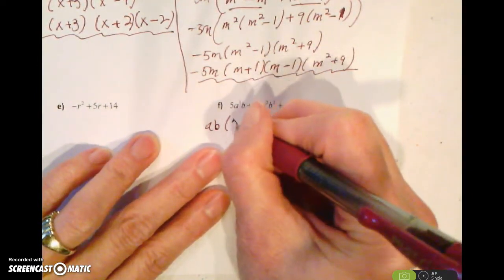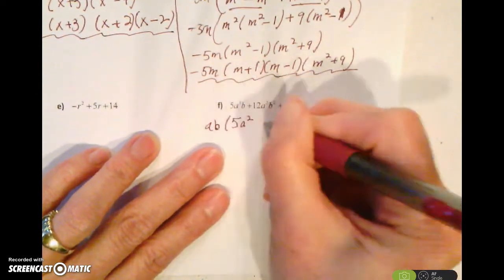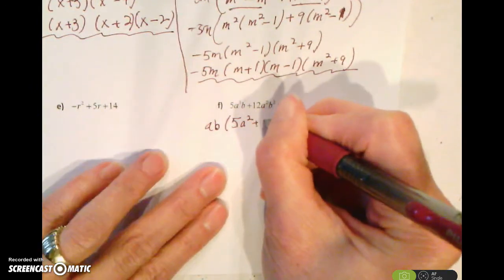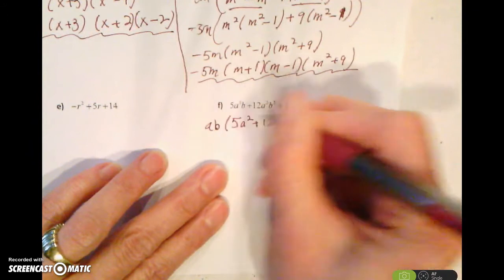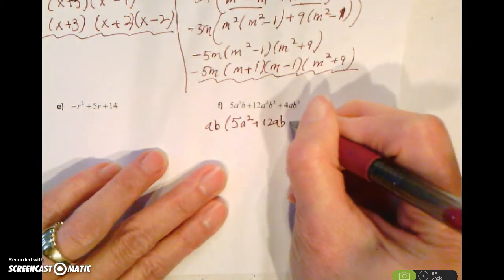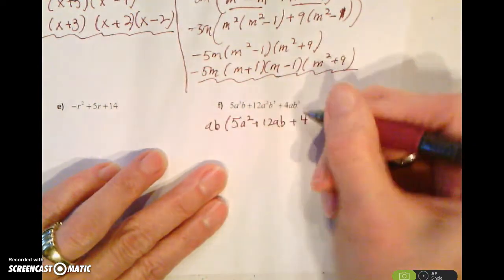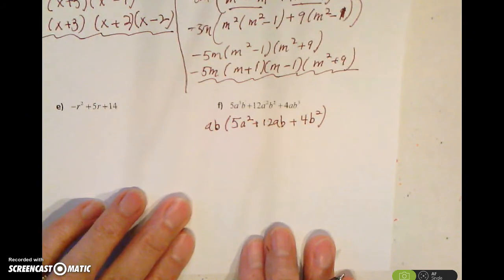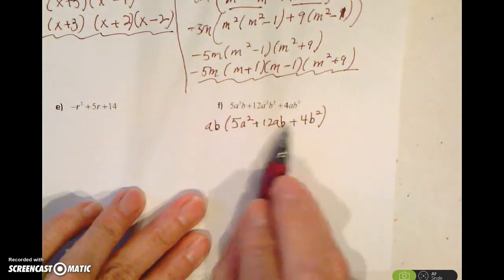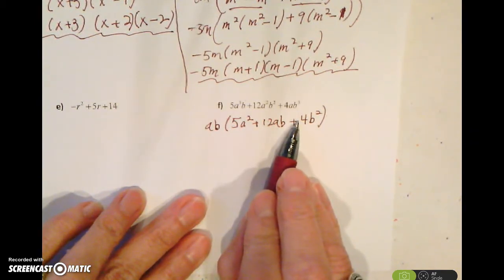And that's going to leave me with 5. A cubed over A is A squared. B's cancel. Plus 12. A squared over A is A. B squared over B is B. Plus 4. A over A cancels. B to the third over B is B to the second. So I have this. Now I'm going to count the terms. There's 1, 2, 3 terms. And if I have 3 terms, I do the AC method.